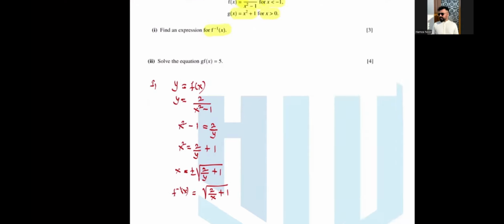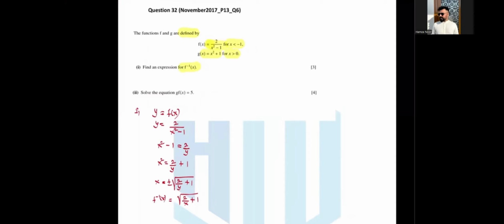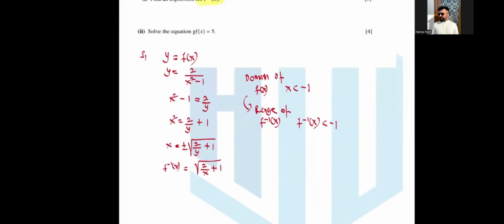And now I'm going to observe the range of the f inverse x function. For that purpose, we will consider the domain of f(x). As we know, the domain of the function f(x) is that x is less than minus 1. x is below minus 1. So this will become the range of f inverse x. So we are going to say that f inverse x is below minus 1. In order to make sure that the outputs of the f inverse x function are below minus 1, obviously you need a minus sign over here before the square root.